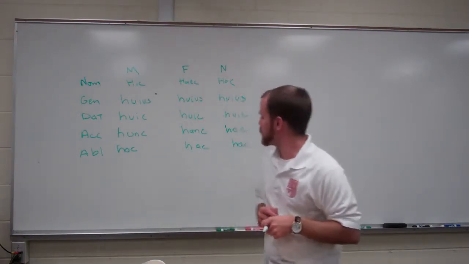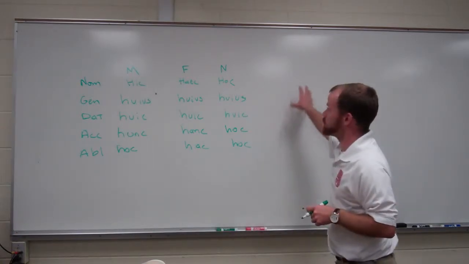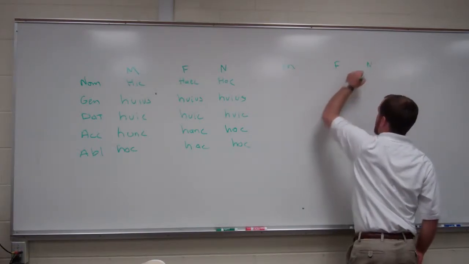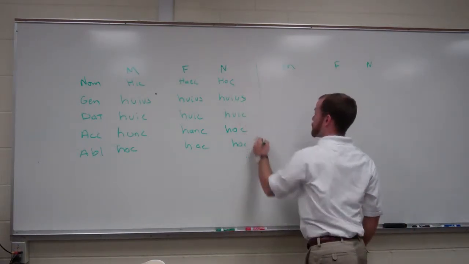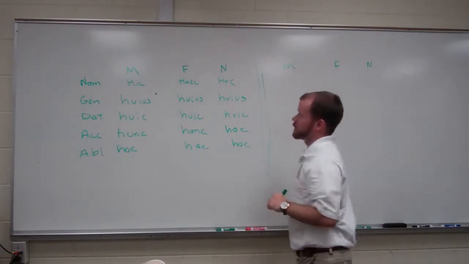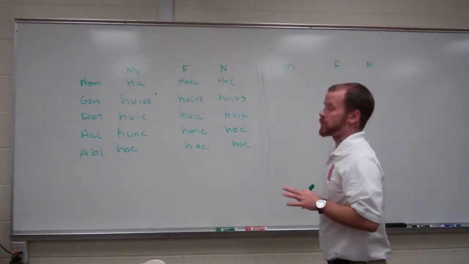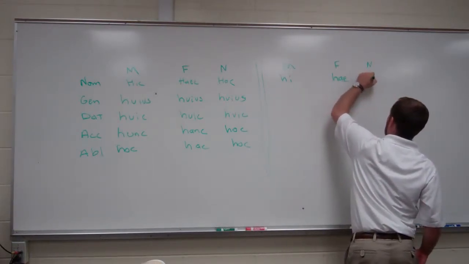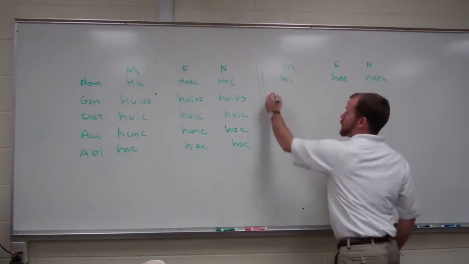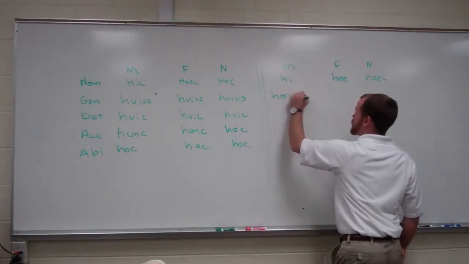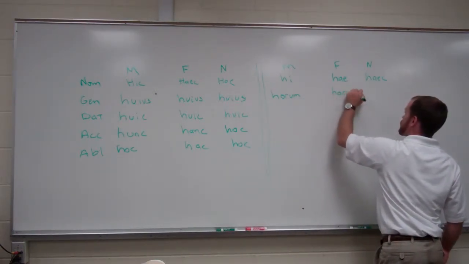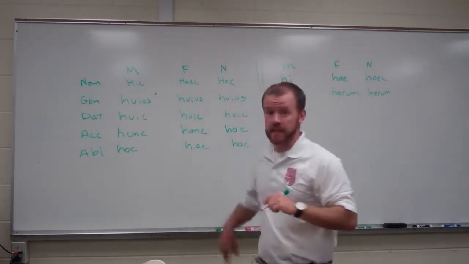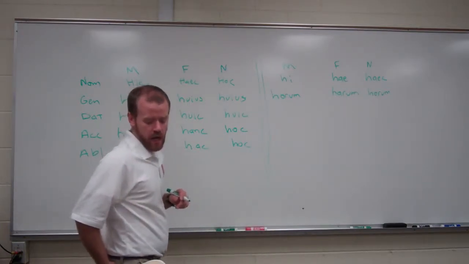All right? So now let's move over to the plural. So we have again a masculine, a feminine, and a neuter. All right? So for our plurals, nominative, hi, hae, haec. And genitives, horum, harum, horum. All right? So they look kind of like the noun endings, pretty similar.